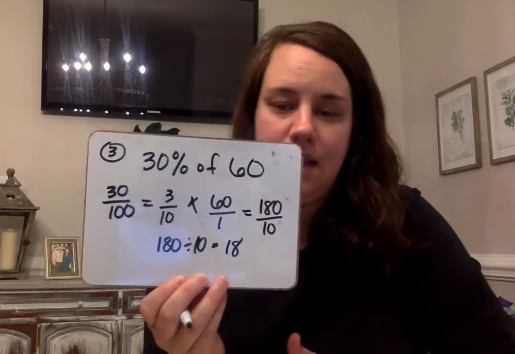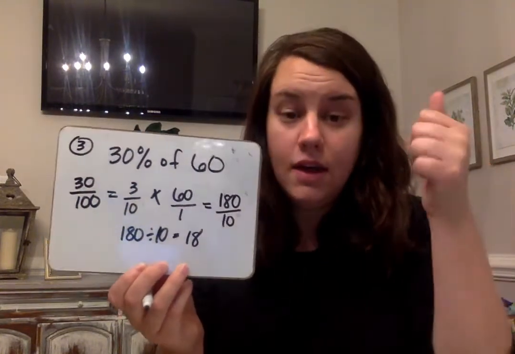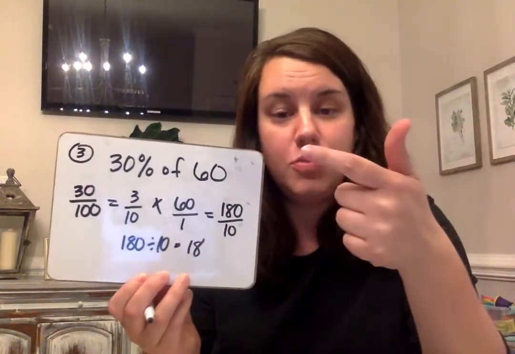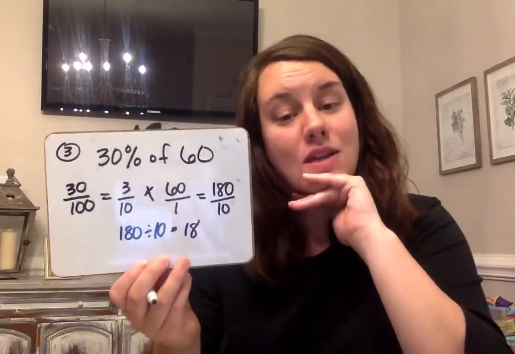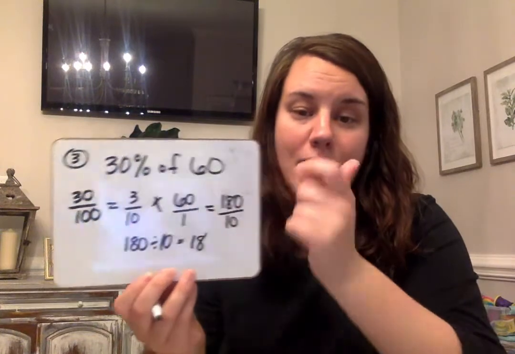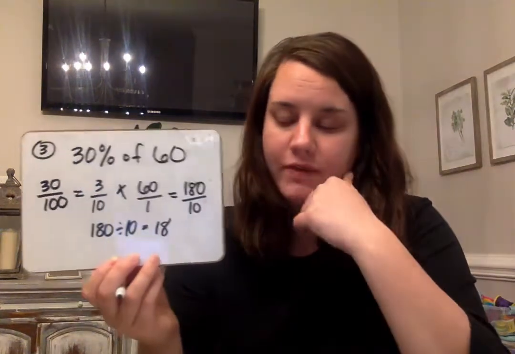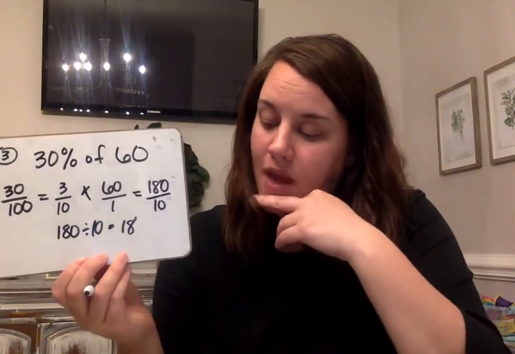It is 18. So the process is find out what fraction matches your percent, and if you need to know it, it's in the table, and then make that into the fraction and multiply it by your whole number, okay, and then simplify it out. Okay, I'm also going to do number 4 with you, and then I think you'll be set for the back.